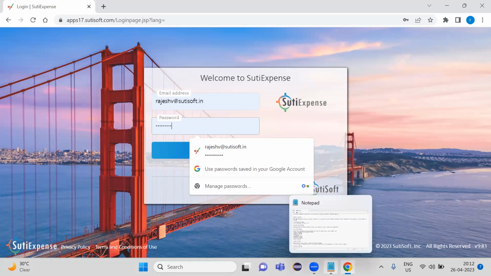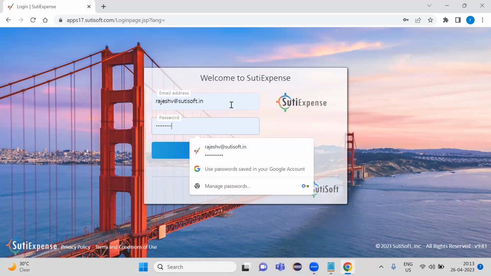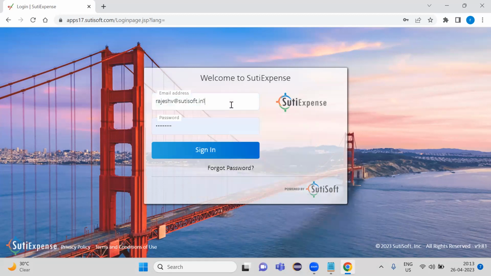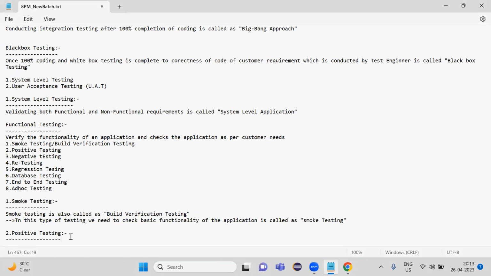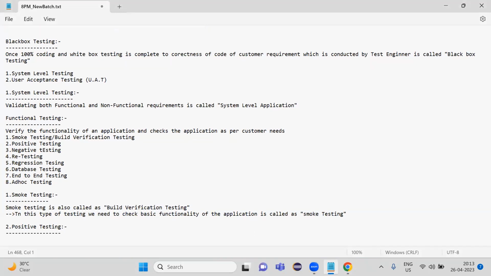Negative scenarios mean we have to check with special characters. We have to check with alphabets and alphanumerics also. What are alphanumerics? Alphabets along with numbers. Alphabets with numerics are called alphanumerics. Now, what is positive testing and what is negative testing? We have to check both positive and negative scenarios. As a test engineer, we have to check both.